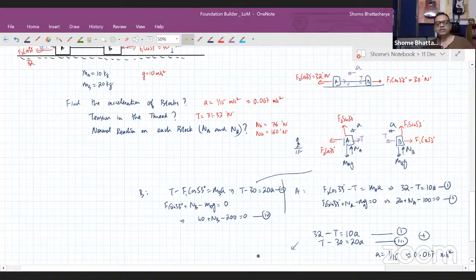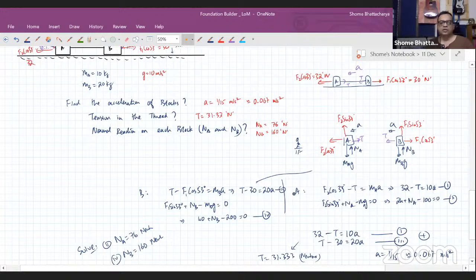So you'll get the value of tension as 31.333 newtons. And then solve equation 2 to get your normal reaction for this one as 76 newtons, and solve equation 4 to get normal reaction for this one as 160 newtons.